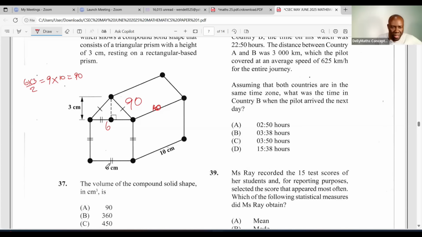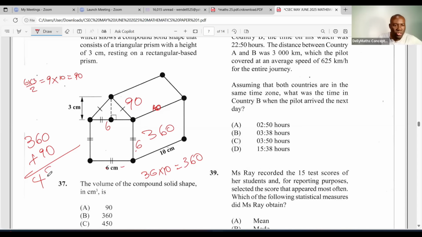Now we're going to work with 6 by 6 because it's a square. So it's going to be 6 times 6, times 10, it's going to give you 360. So this part is 360. So you're going to add them now. The 360 plus the 90 will give you about 450.